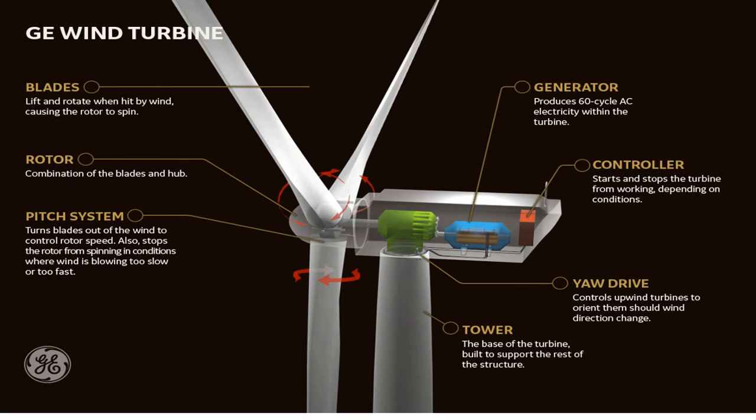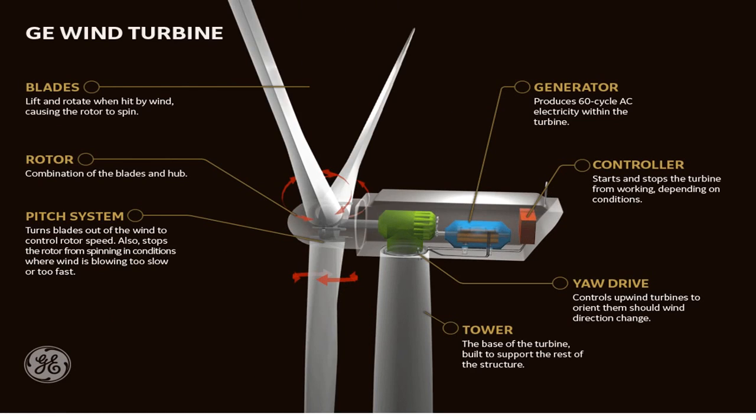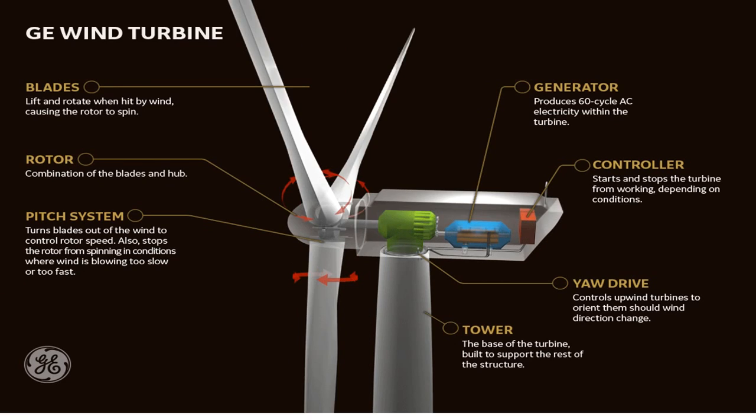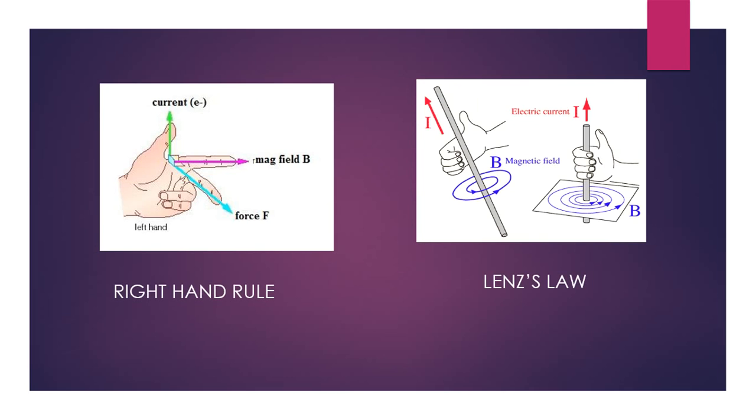This is basically a generator that is being used in a wind turbine. Whenever the flux passing through a circuit changes, an EMF is induced in it and a current is generated. The direction of the induced current or EMF is given by Fleming's right-hand rule or Lenz's law.